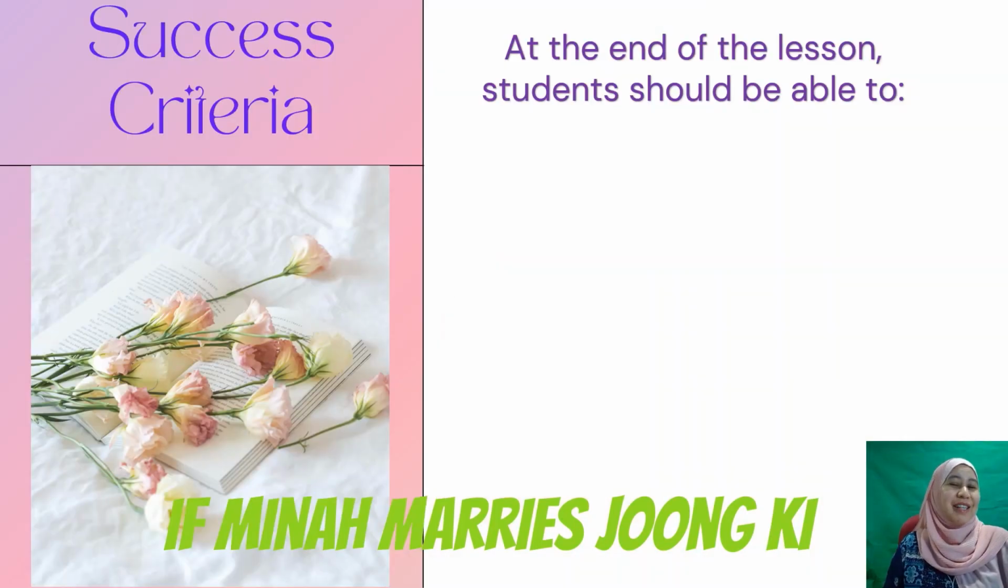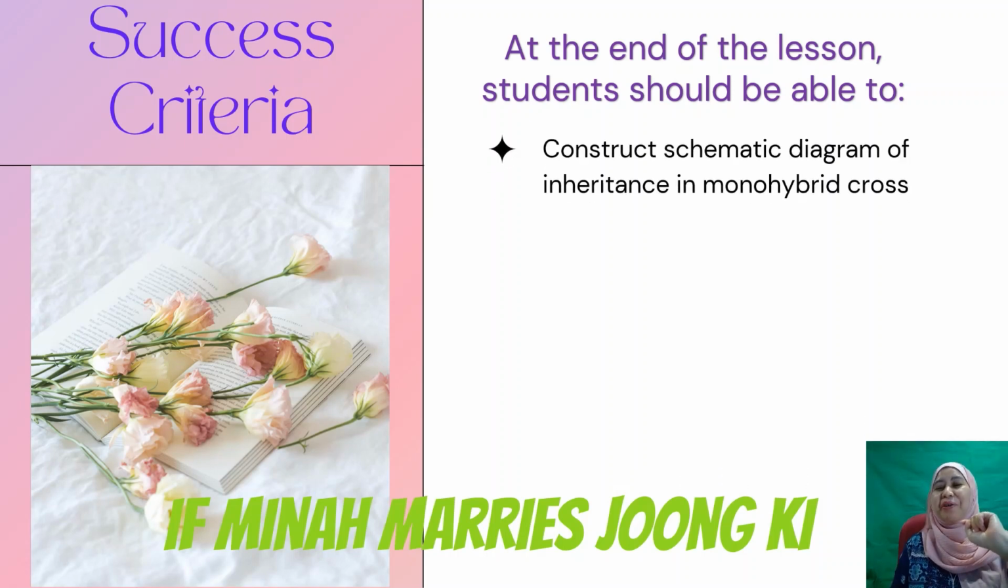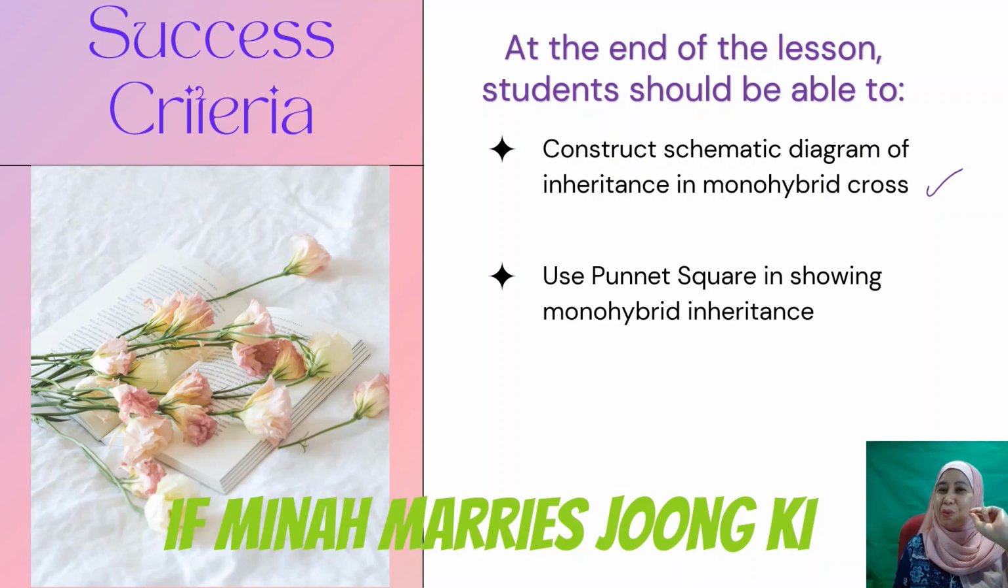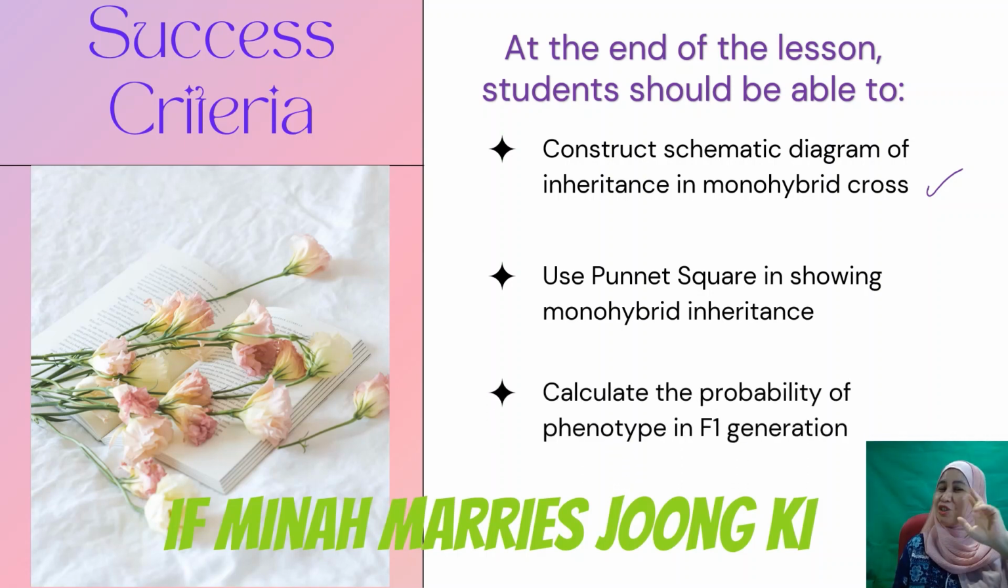Now, we look at the success criteria for today's lesson. There are 3 success criteria. At the end of the lesson, students should be able to, first, construct a schematic diagram of inheritance in a monohybrid cross. Second, use a Punnett Square to show monohybrid inheritance. And third, calculate the probability of phenotype in the F1 generation.